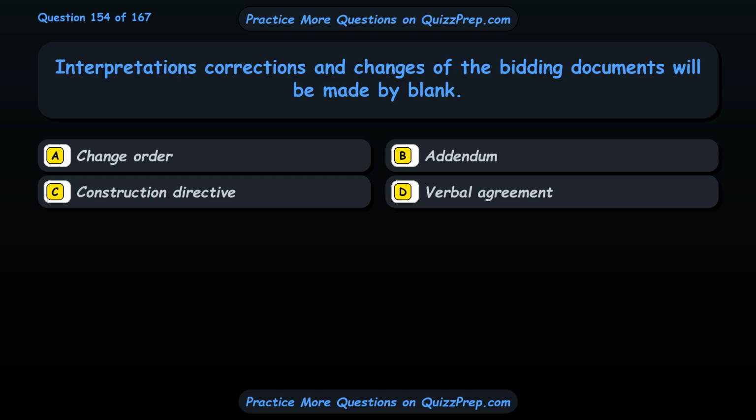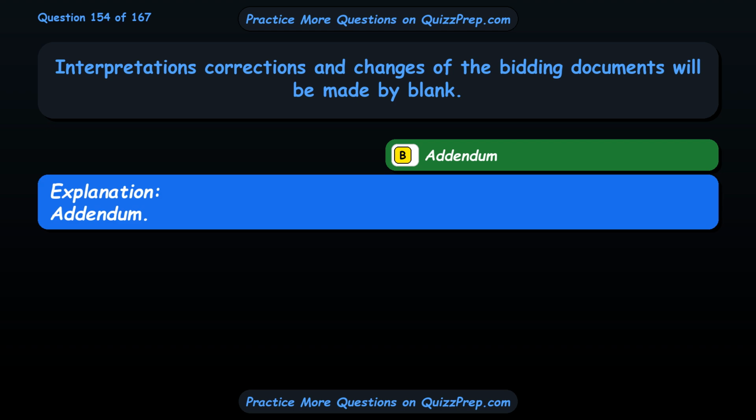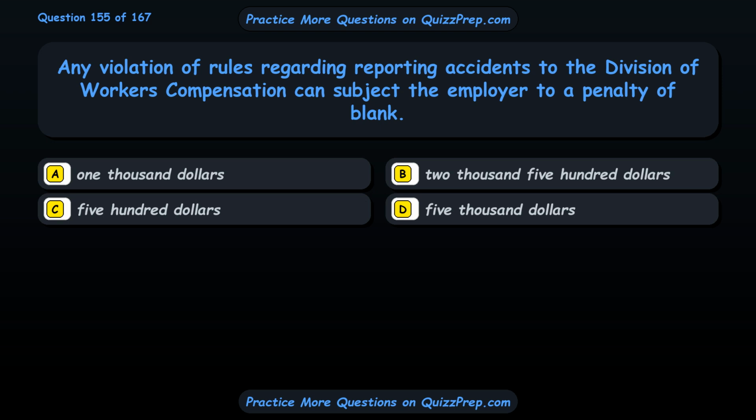Question 154. Interpretations, corrections and changes of the bidding documents will be made by blank. Option A. Change order. Option B. Addendum. Option C. Construction directive. Option D. Verbal agreement. The correct answer is option B. Addendum.